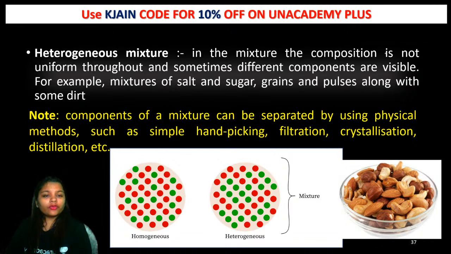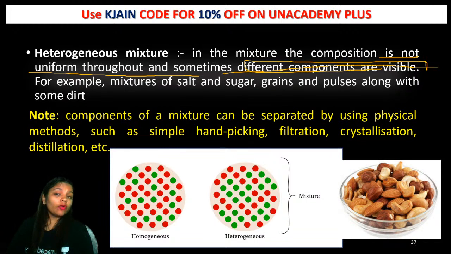They do not have a uniform composition throughout, and sometimes different components are visible. So you can easily take out that component. You can easily separate those mixtures. Like if you have taken two or three dry fruits together, then you can easily take out the kaju. You can easily take out the almonds.